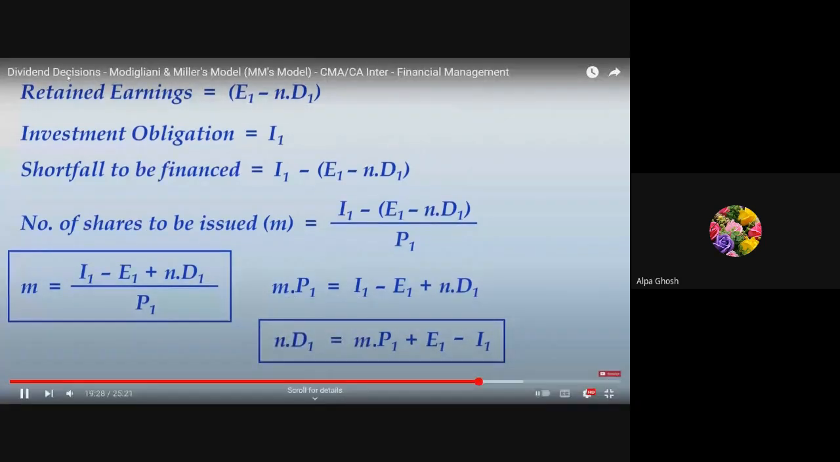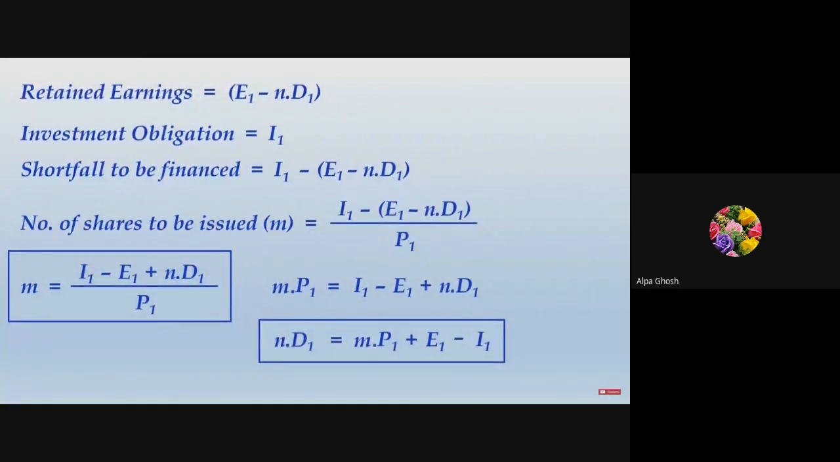Now let us move ahead and understand the last chain of this formula derivation, something very, very important. You would be surprised to know that even the model formula is derived from this core formula: P0 equals D1 plus P1 upon 1 plus KE.